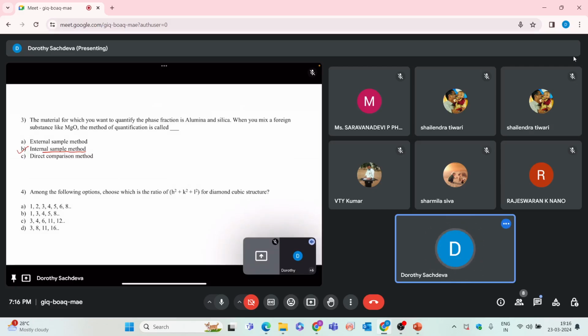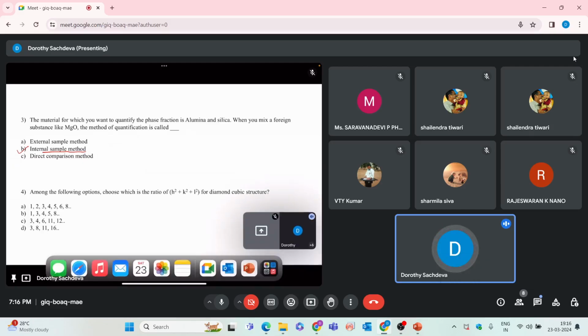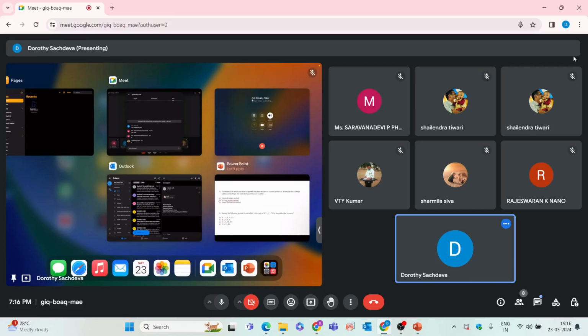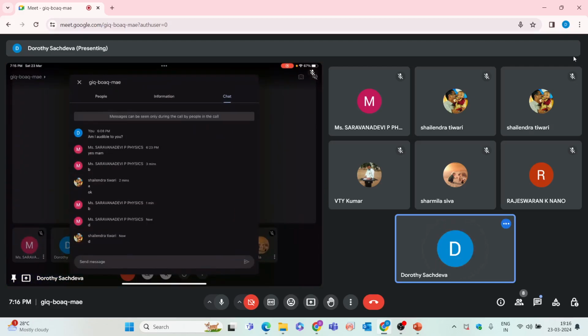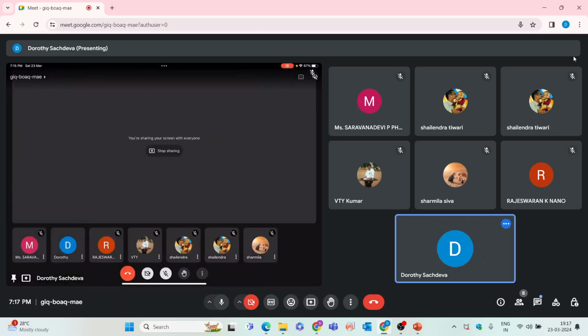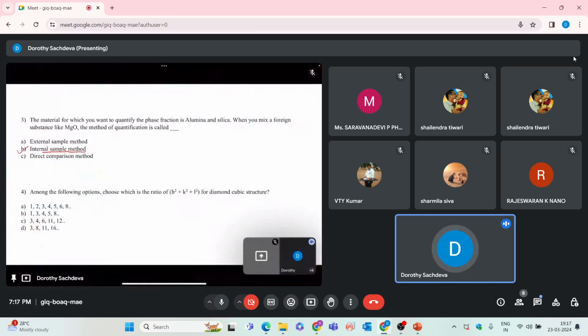Question number 4 says, among the following options, choose which is the ratio of h square plus k square plus l square for a diamond cubic structure. This also we discussed in today's lecture. Can anybody tell me the answer? Is anyone guessing? Yes, D. Very correct. It will be 3, 8, 11, 16 for a diamond cubic structure. Here, certain peaks corresponding to FCC won't be present. Remember, no? For the diamond system. So D will be the correct answer for this case.